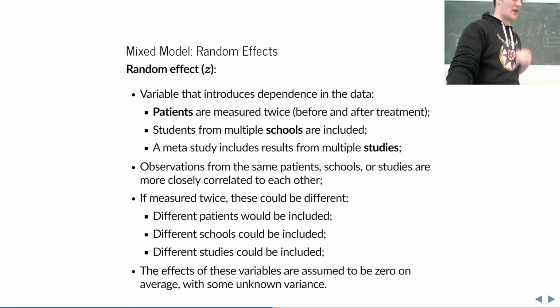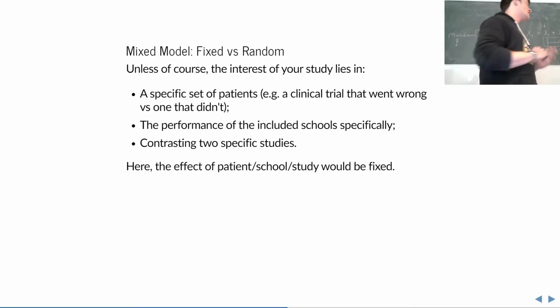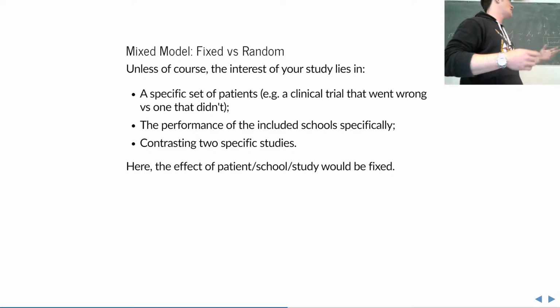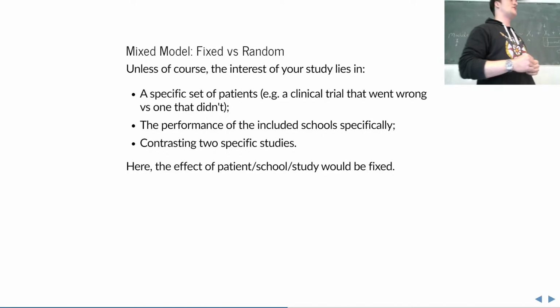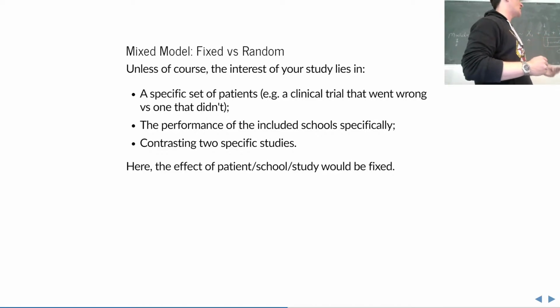Yeah, so that's what we're going to do. We're going to estimate the variance that's caused by the random effect. Now, there are exceptions to the rule. The rule of thumb is nice, but it's just a rule of thumb. But if you're interested in a specific set of patients, of course you're not going to measure different patients, right? So if you want to write a report on what went wrong in a certain clinical trial, you can't have different patients because that happened in one clinical trial, right?